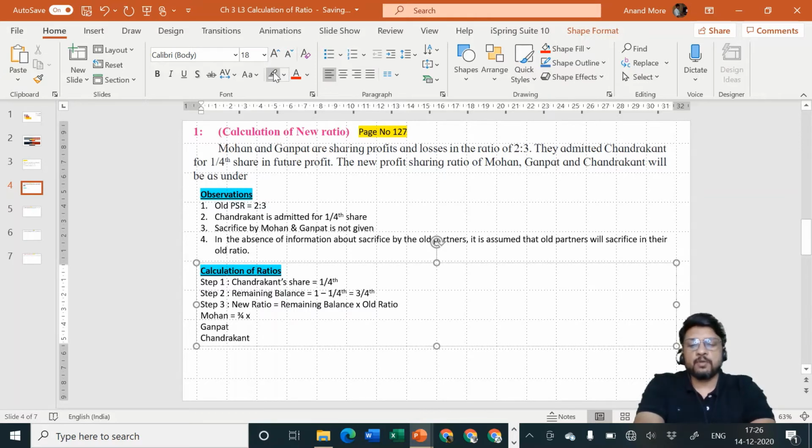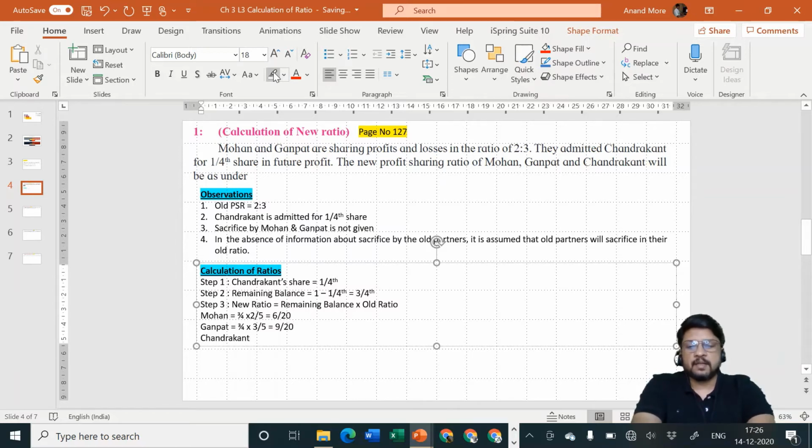Old ratio of Mohan was 2/5. So 3/4 into 2/5 is equal to 6/20. 3 into 2 is equal to 6 and 4 into 5 is equal to 20. So it becomes 6/20. Next, Ganpat. The remaining balance for the firm was 3/4 and Ganpat's old ratio was 3/5. So we'll specify 3 into 3 is equal to 9 and 4 into 5 is equal to 20.